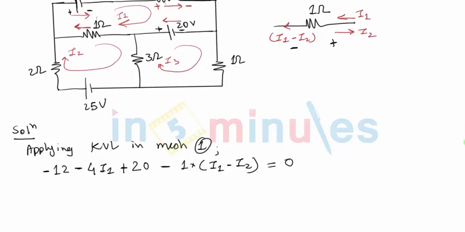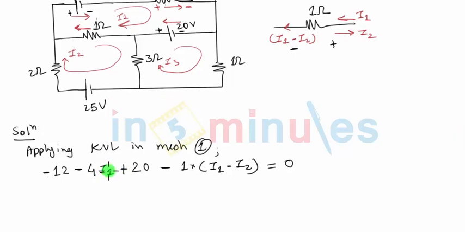Now let us simplify this and write down the equation in the form of I1 and I2. So you can see minus 4 minus 1 will be minus 5. I'll call it 5I1. Then we have minus of minus I2, which is plus I2. I'll call it minus I2 because I'm taking the first term as positive. So we have got the I1 term, the I2 term, and plus 20 minus 12 will be equal to plus 8. That I'll be writing on the other side. So this is my first equation that I've got.